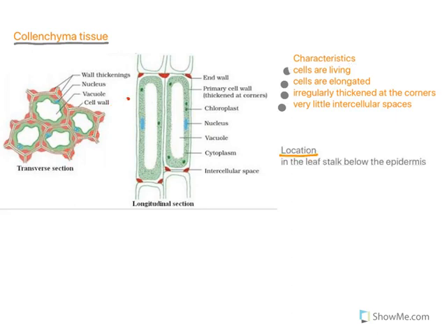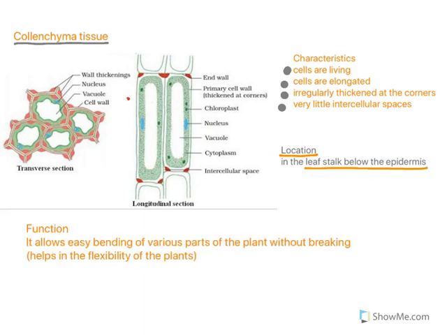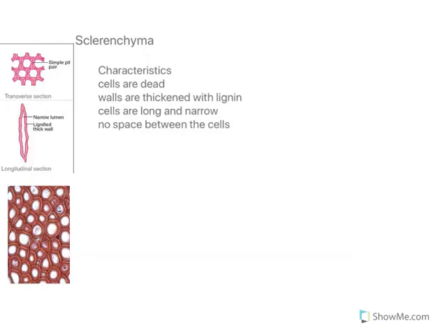The location of the collenchyma is in the leaf stalk below the epidermis. Now, for the function of the collenchyma, it allows easy bending of the various parts of the plant without breaking. It's mainly responsible for the flexibility of the plants, and that we have always seen around, that plants are very flexible. Even the coconut tree would bend, but it does not break that easily. This is because of the collenchyma. The collenchyma helps the plant to bend without breaking.